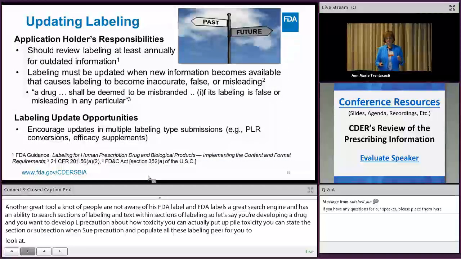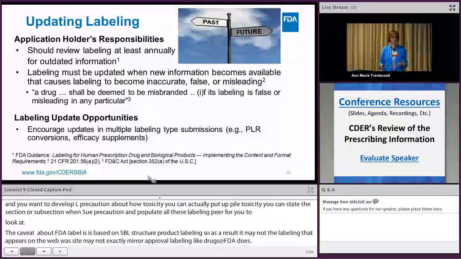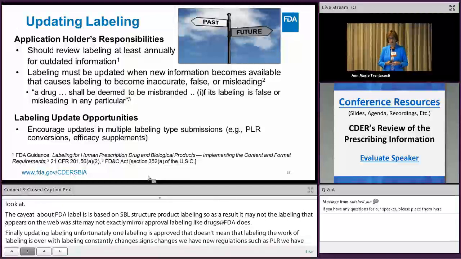Finally, a word about updating labeling. Unfortunately, once your labeling is approved, that doesn't mean the work of labeling is over with. Labeling is constantly changing. Science changes. We have new regulations such as PLLR. We have new guidances. So we encourage applicants to constantly try to update their labeling and make it a better communication tool. Labeling must be updated when information becomes available that causes it to be inaccurate, false, or misleading.